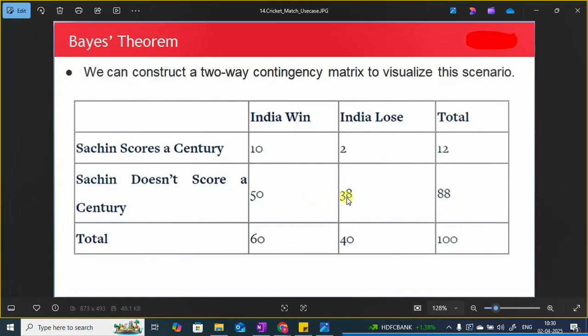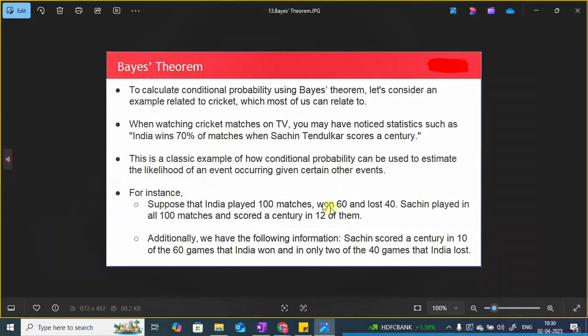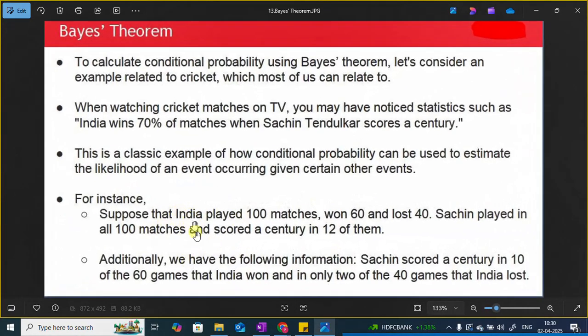If I ask, what is the total number of centuries? That is where Sachin scores a century: 10 plus 2 is equal to 12. So how many matches does Sachin not make a century? That is 50 plus 38, nothing but 88. Or you can say 100 minus 12 is nothing but 88. That is the entire game of the problem statement that is given in these 4 different lines.